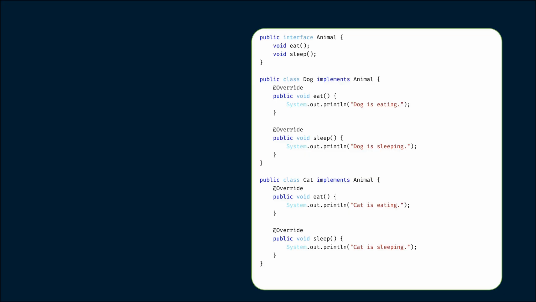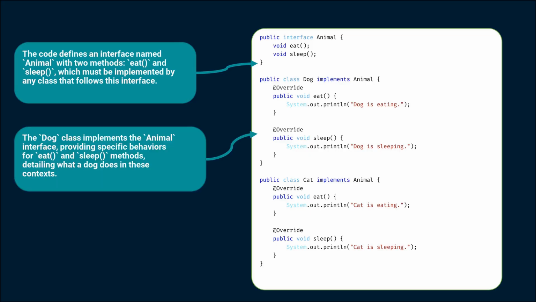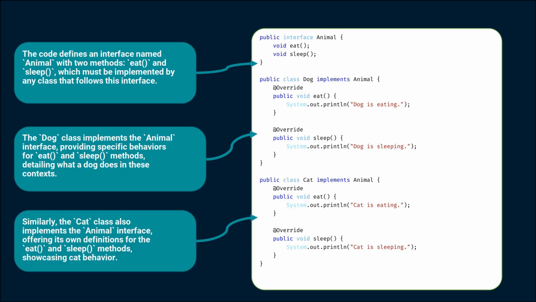Now let's see how we can implement abstraction in Java using an interface. Here, we create an animal interface that defines the behaviors eat and sleep. This interface acts as a contract that any class implementing it must fulfill, ensuring that both dog and cat provide their own specific implementations of these methods.